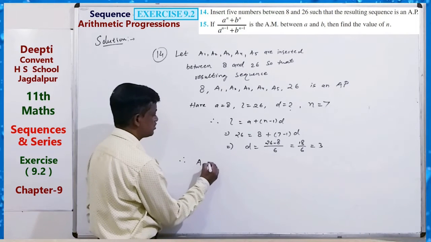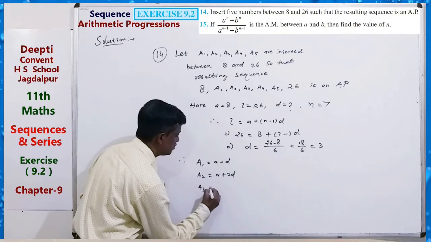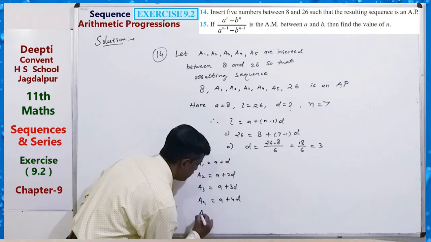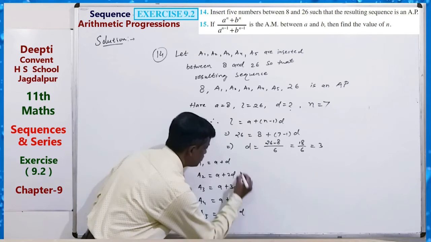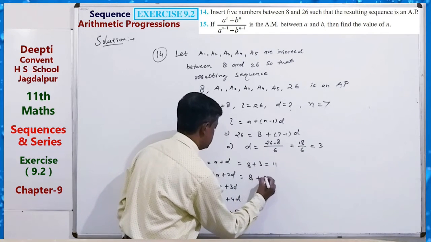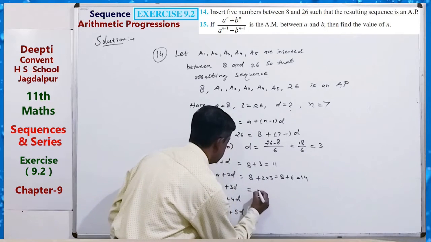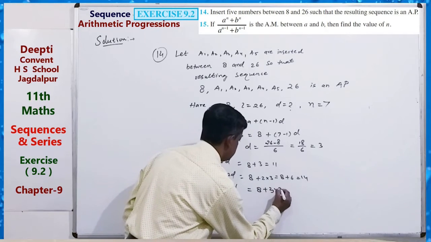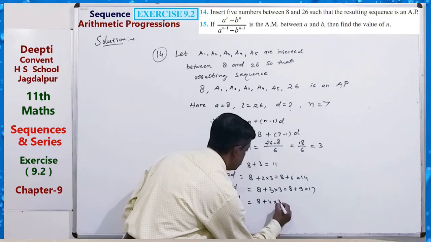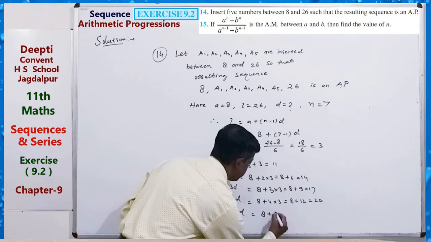Therefore, A1 equals A plus D, A2 equals A plus 2D, A3 equals A plus 3D, A4 equals A plus 4D, A5 equals A plus 5D. Just put the values. A means 8, D means 3: 8 plus 3 is 11. Then 8 plus 2 into 3, 8 plus 6, 14. Similarly, 8 plus 3 into 3, 8 plus 9, 17. 8 plus 4 into 3, 20. 8 plus 5 into 3.